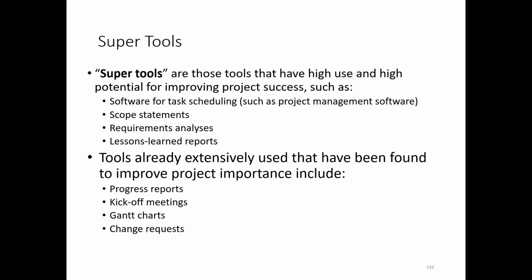So we have support tools such as scope statements and requirements analysis that are highly used and have potential for improving project success, and tools that are already extensively used that have been found to improve project performance include progress reports like the kickoff reports and Gantt charts. So these are also considered as super tools because they are used mostly, and they provide good support to the project.